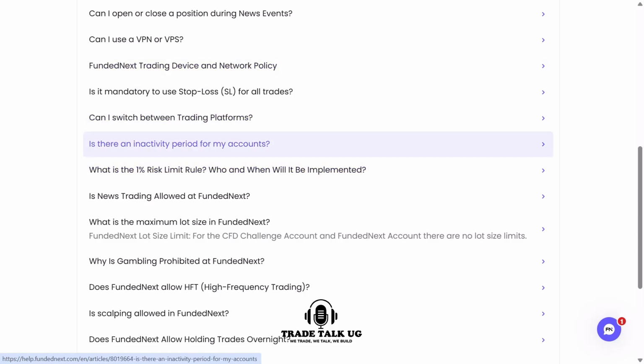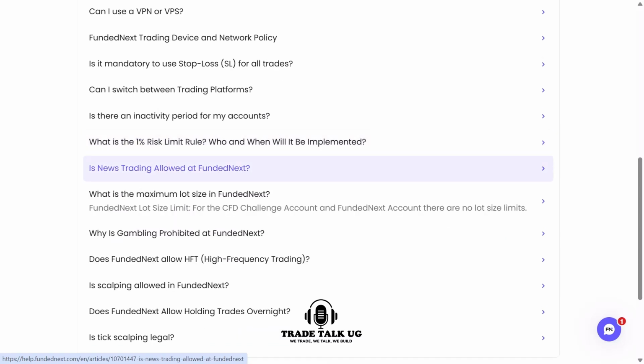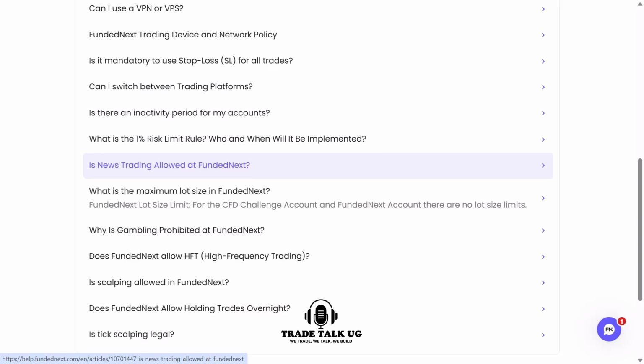Is there an inactivity period for my account? No, the account is unlimited. You can trade it even for 10 years without passing a phase. Just trying. You go in negatives, you come back in positives for 2 years. They cannot take your account.